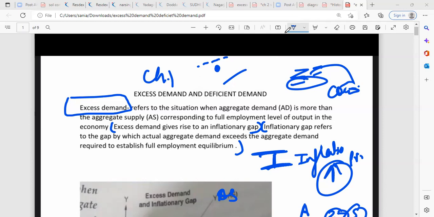Good evening, ma'am. Evening, Harima. We have started the next chapter, which is excess demand and the deficit demand. So this is excess demand.